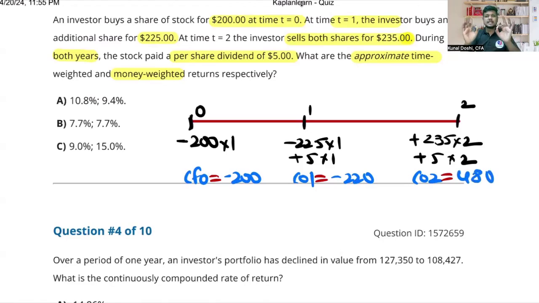Everyone is understanding the cash flow. Are you all with me on these cash flows? Yes or no? Yes, everyone is understanding the cash inflows and outflows. Correct? Because if everyone gives me a green signal, then I will go to the calculator.